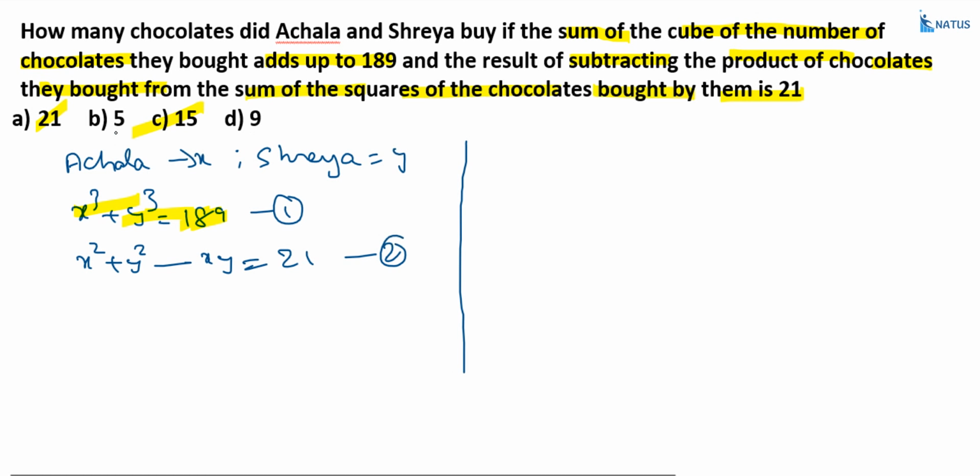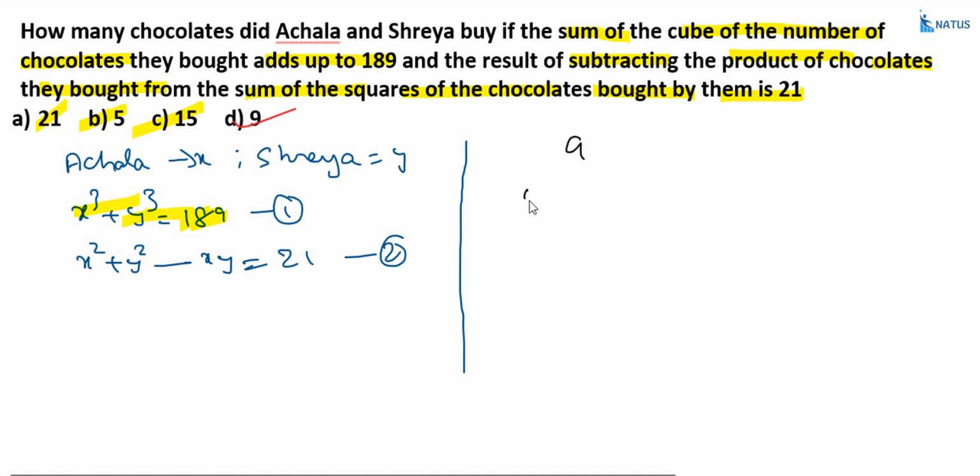Suppose you take one number equal to 5, then 5 cubed is 125, and what is the other one? So this is also not correct. So 9 is the correct answer. In this case, it is better to go through the options only.